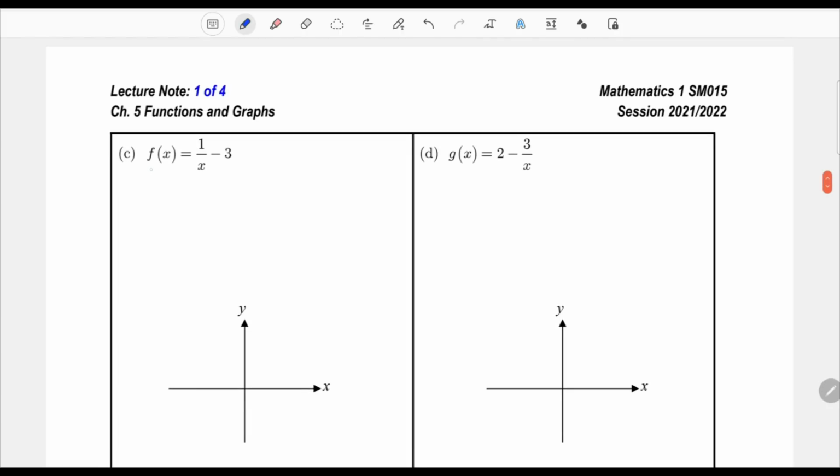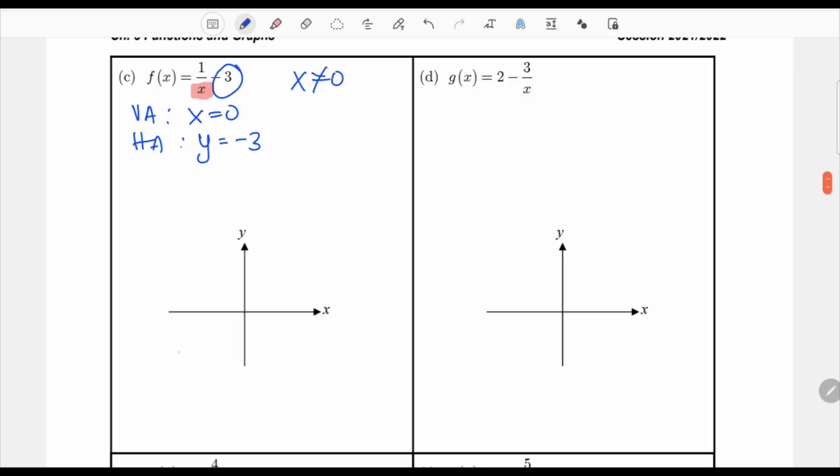So C, you have f(x) equal to 1 over x minus 3. So notice that we have minus 3 there. Okay. So again, the denominator x, so x cannot be 0. So that's where we get the vertical asymptote, x equals 0. Horizontal asymptote, I told you, you have the negative 3 there, so y equal to negative 3. So find your y negative 3 somewhere here. This is y negative 3. Okay, label your line x equals 0, so this is your x equals 0.